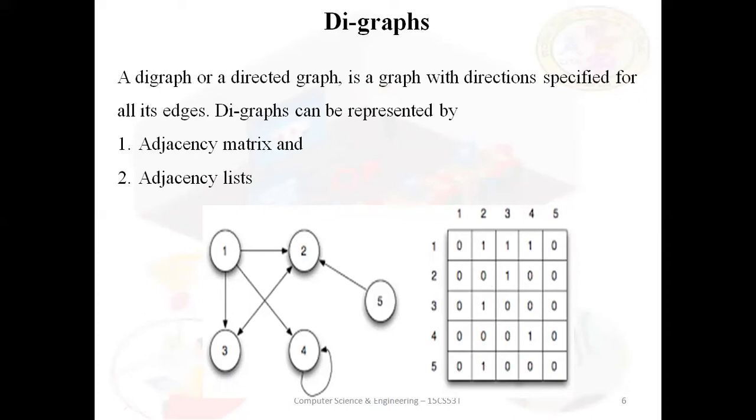We have a two-way directed edge between 2 and 3, so we represent it by 1. Similarly, we can count it for 3 to 2 also. That's why 3 to 2 is represented as 1. Apart from that, from 2 we are not having any other edges. So 2 to 4 and 2 to 5 are represented with 0.